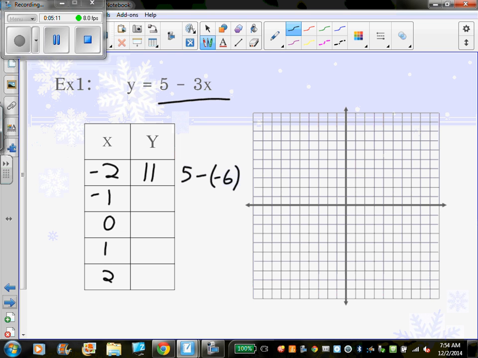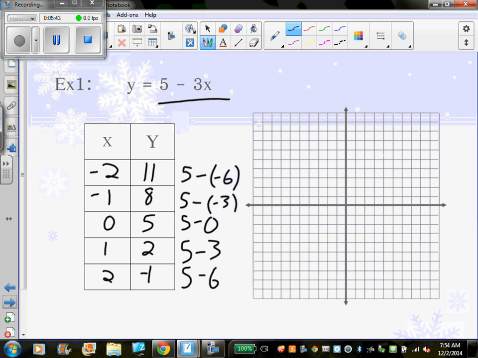Negative 1. We have 5 minus negative 1 times 3 is negative 3, so negative 3. 5 minus negative 3 is 5 plus 3, which is 8. 0. We have 5 minus 3 times 0, which is 0. 5 minus 0 is just 5. For 1, we have 5 minus 3 times 1, which is 3. 5 minus 3 is 2. And for 2, we have 5 minus 3 times 2, which is 6. 5 minus 6 is negative 1.